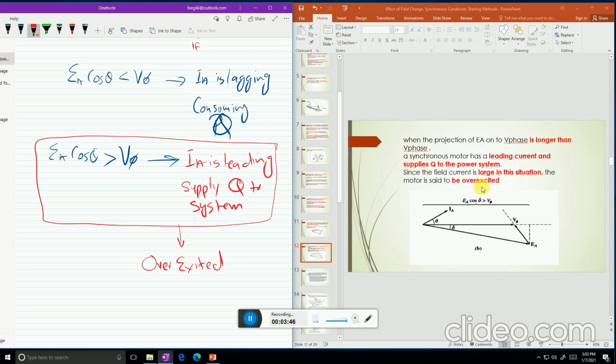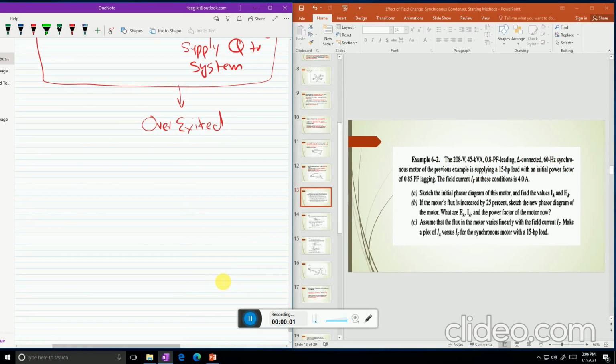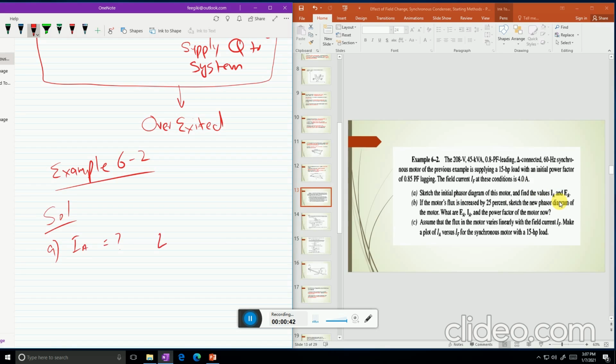So now example 6.2. Example 6.2 states that the 208 volt, 45 kVA, 0.8 power factor leading, delta connected, 60 Hz synchronous motor of the previous example is supplying a 50 horsepower load with an initial power factor of 0.8 lagging. The field current IF at this condition is 4 ampere. Sketch the initial phasor diagram of this motor and find the values of IA and EA.